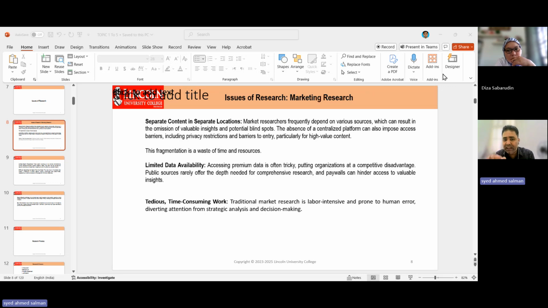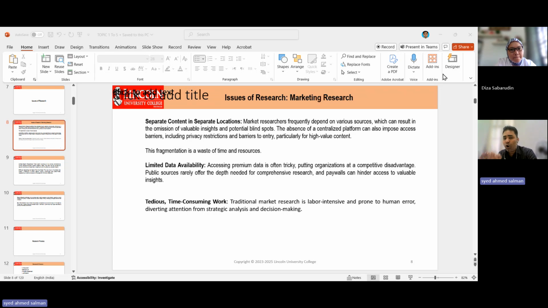Accessing premium data is often tricky. If you want to access the premium data, how are you going to do it? By premium data, I am talking about the CEOs, the directors, the board of directors, the chairperson, because they are the ones who have the premium data with them. Am I right? Are you with me?